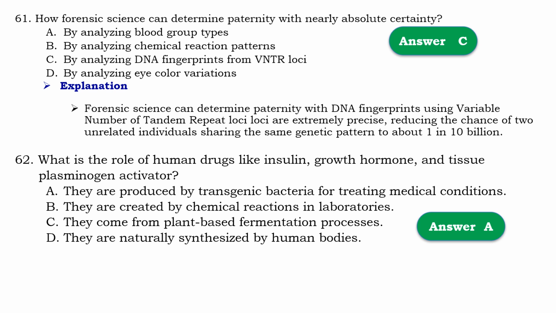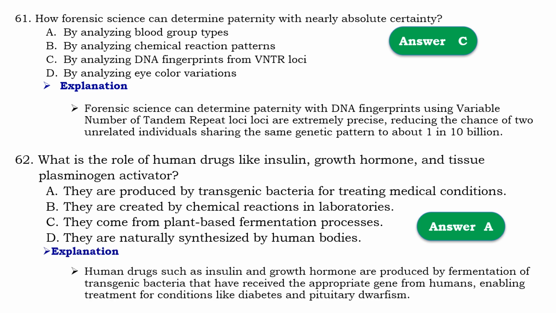Means that human drugs such as insulin and growth hormone are produced by fermentation of transgenic bacteria that have received the appropriate gene from humans, enabling treatment for different conditions like diabetes and pituitary dysfunction.